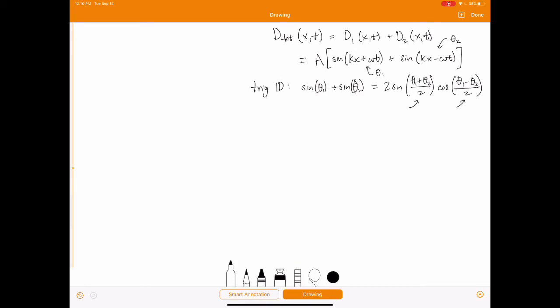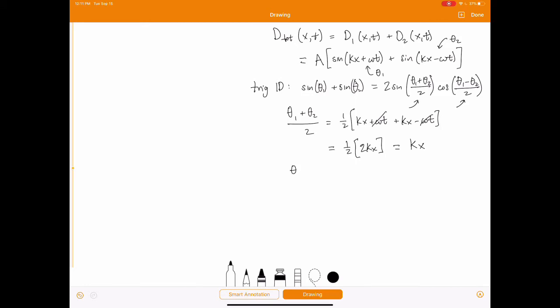So we're going to have, using the trig identity, theta 1 plus theta 2 over 2. That's going to go inside of sine. So for our purposes, that's a half times, okay, theta 1 for us is going to be kx plus omega t. Theta 2 is going to be kx minus omega t. So that's going to be a half. Omega t and minus omega t cancel, and then we get 2 times kx. But multiplied by the 1/2 factor gives us just the kx, okay?